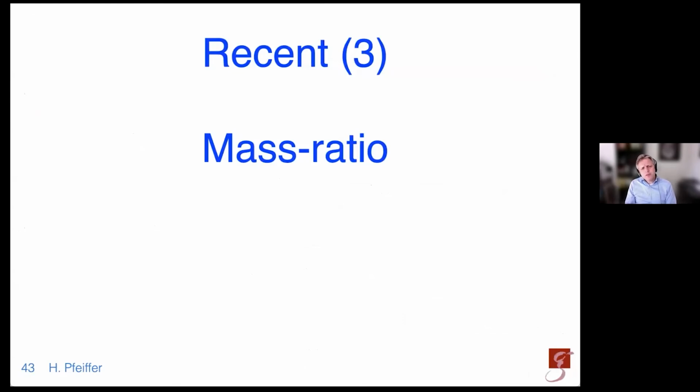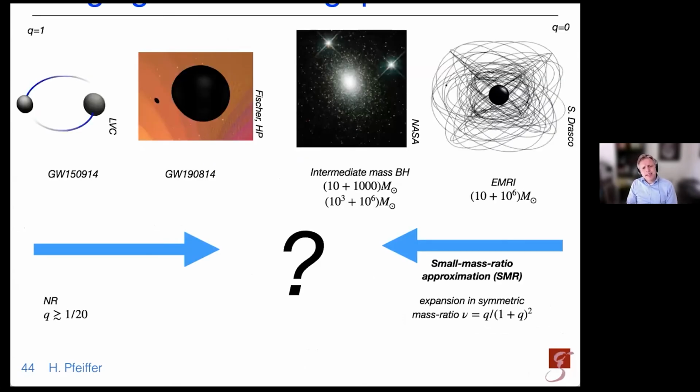Let me switch over and talk about mass ratio, and especially the range of mass ratios from equal masses, like the first binary black hole event, to more extreme mass ratios, like the GW190814 event at mass ratio 10 that I've been showing you. Up to here, approximately, we can do numerical relativity. On the very other end of the mass ratio range are the extreme mass ratio inspirals, a great LIGO, LISA source at mass ratios of, say, 1 to 10^5, that are being handled with the small mass ratio approximation.